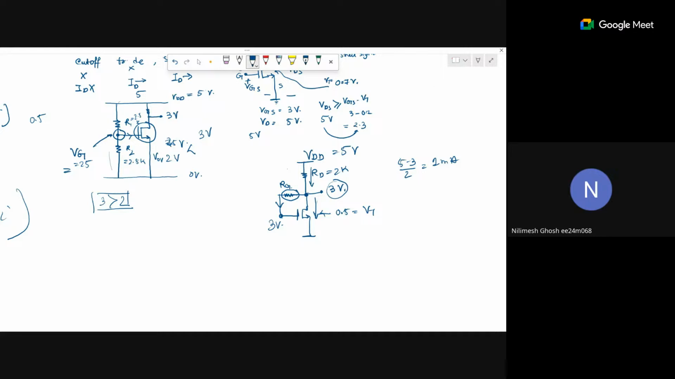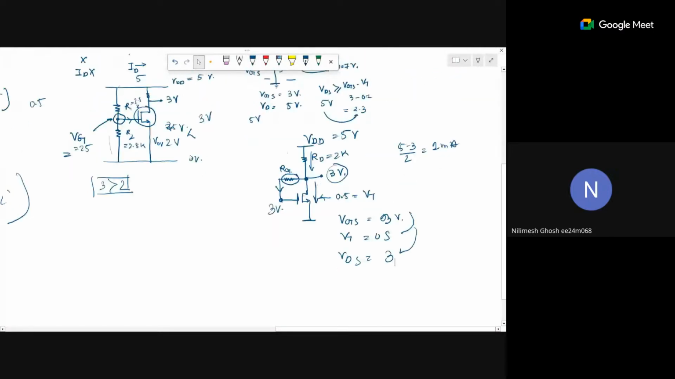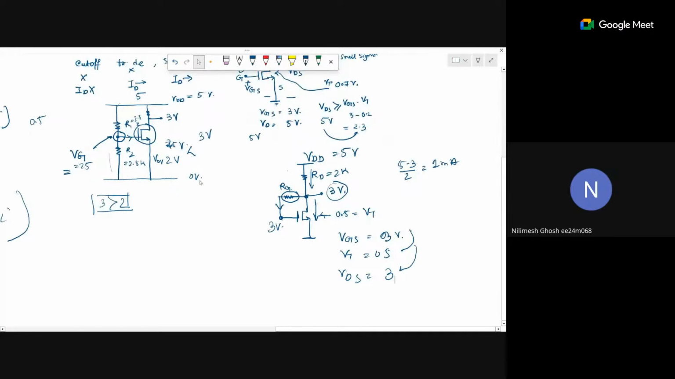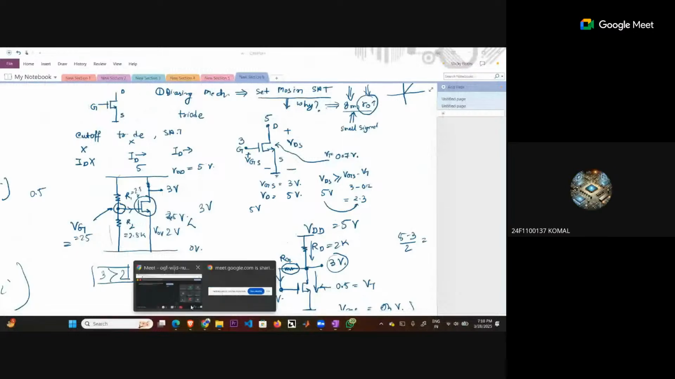Okay. Now what is VGS? This is 3 volt. And what is VDS? 3 volt. This VGS minus VT will be 2.5, and that is obviously less than this 3 volt. So this MOS will be in saturation region. Right? Everyone got it? Yes, sir.